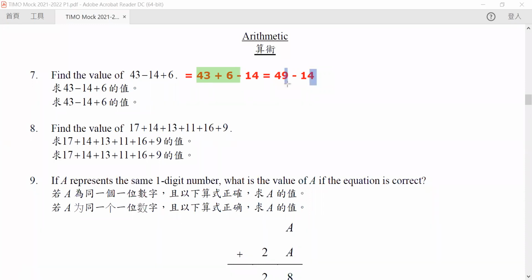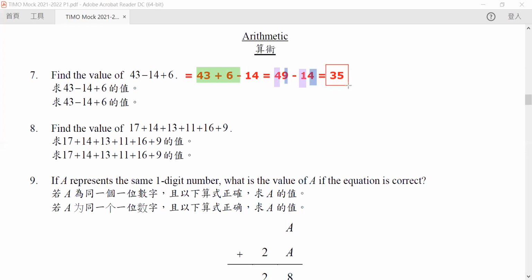Okay. So because 9 can be subtracted by 4, and our 4 can be subtracted by 1. So our answer will be, because of 4 minus 1, it will be 3. And our 9 minus 4, it will be 5. So the answer will be 35. Okay, so 35 is our answer for this question.